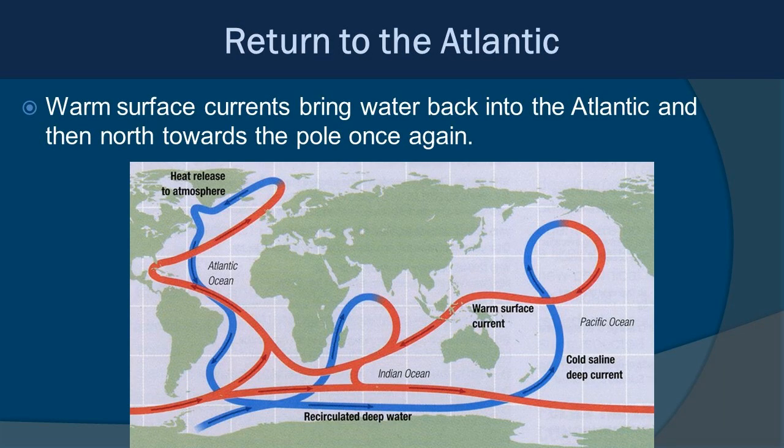Now, of course, the warm surface waters in the Indian Ocean will continue on back into the Atlantic and then head north towards the pole once again, where eventually, once it hits the North Atlantic, it will sink and become part of the North Atlantic bottom water once again. Thus, we've now followed the water all the way through the entire conveyor belt. This entire cycle might take about 1,000 years to complete.